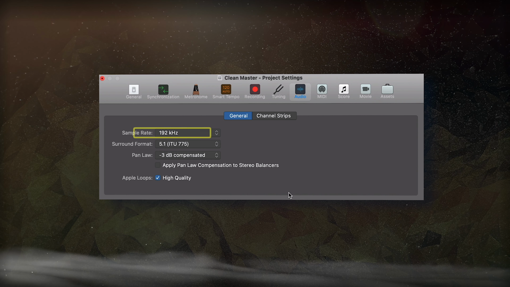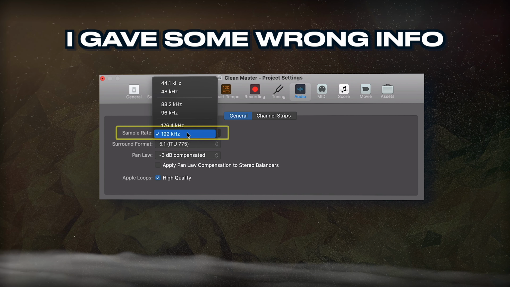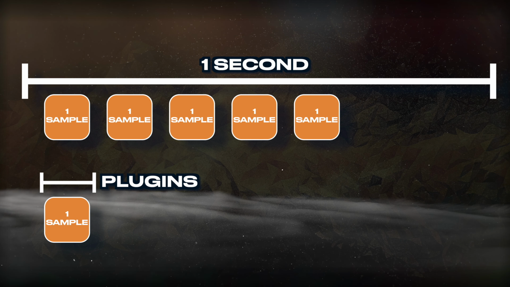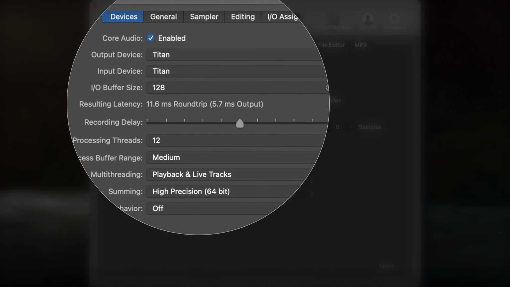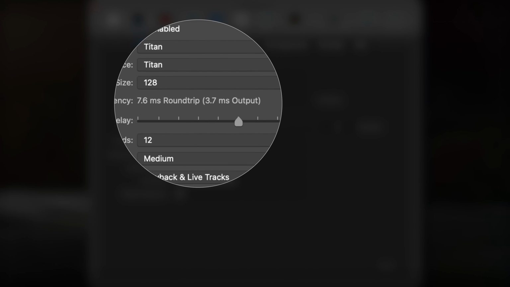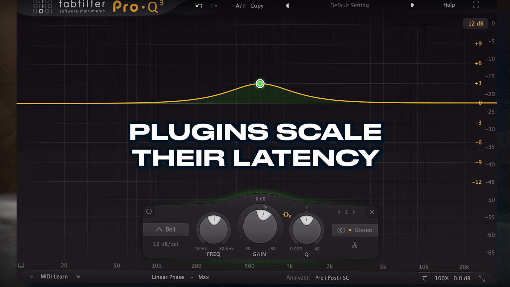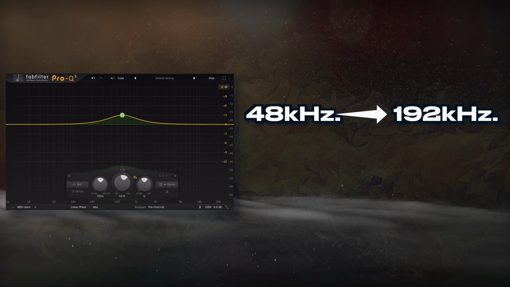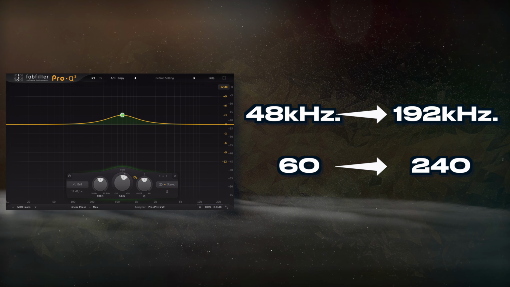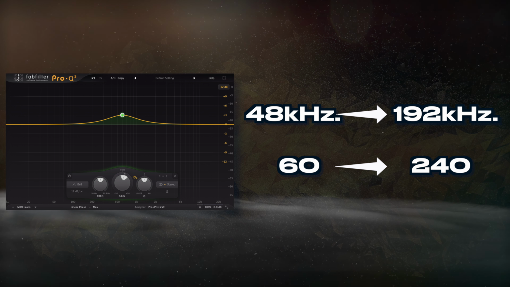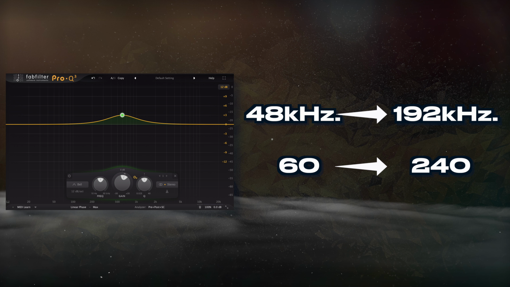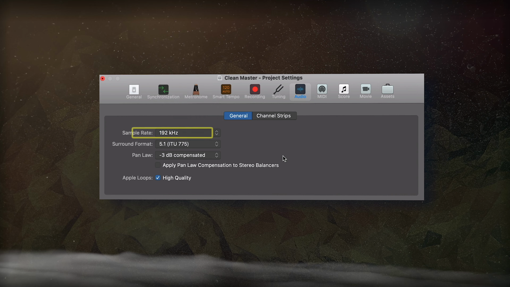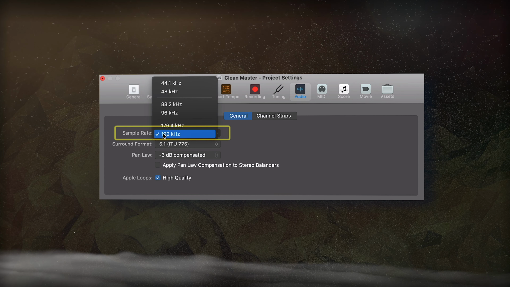Now, one last thing, in the previous video, I did give some wrong info that I want to correct here. I said that increasing the sampling rate will reduce the effect of pre-ringing by lowering the delay time of each plugin. Now, this is true when it comes to our monitoring latency, but it looks like plugins scale their latency to the sampling rate. For example, if I was to increase the sampling rate of my session by 4 times, a plugin will just multiply the number of samples by which it delays the signal by 4, resulting in the same delay time and the same amount of pre-ringing distortion. That said, increasing the sampling rate is still going to reduce aliasing distortion, so it's a good idea to do if you want a clean-sounding master.